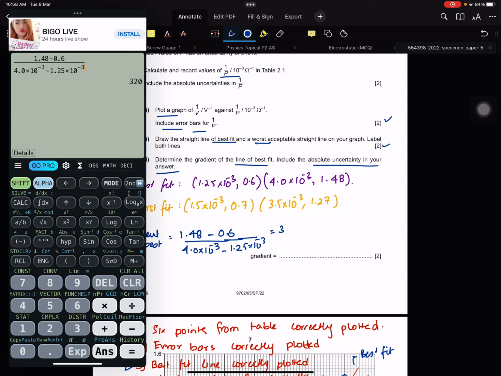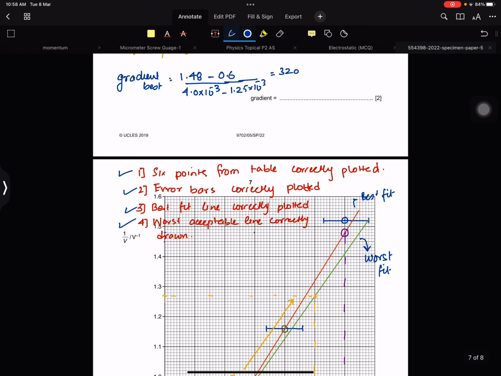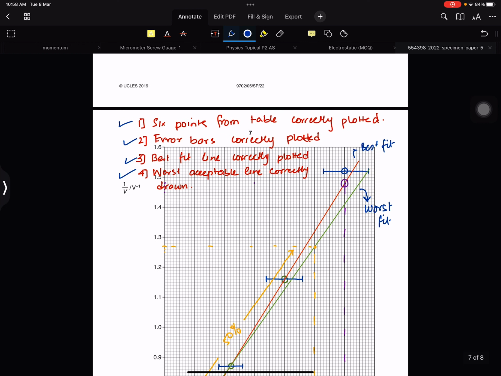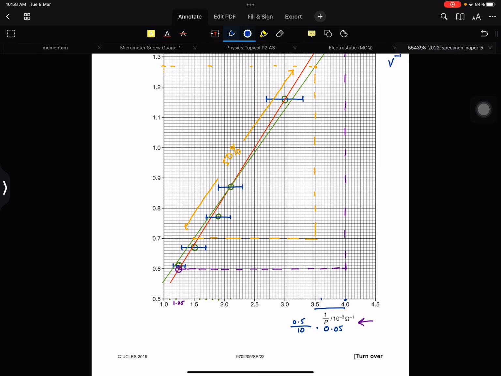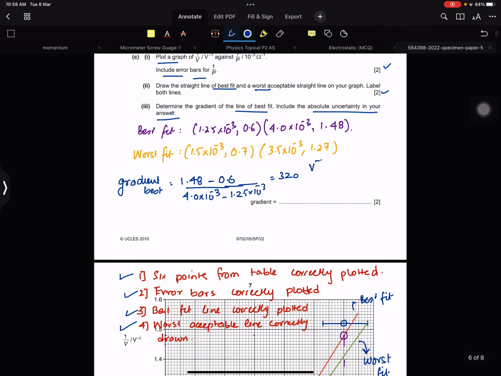So I'm getting it as 320. Now you also need to check what the units are, because on the y-axis the change in y had a unit of V^-1, right? And x had a unit of this. So what we've done really is we have divided V^-1 by Ω^-1. So basically our units are going to be 320 Ω per volt. So these are the units, so let's keep it there.